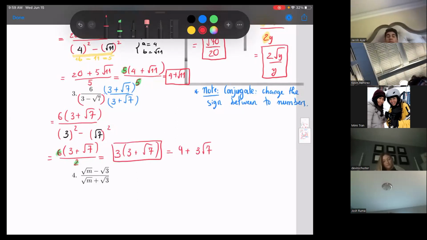Maybe distribute. I think I prefer the last one. If you don't, it's fine. I'm not going to take a point off, but I prefer the last one.